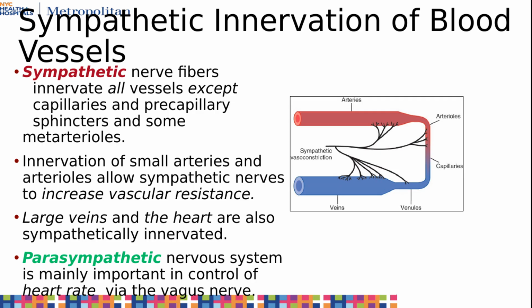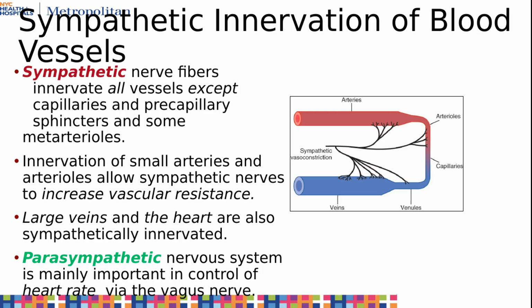Sympathetic fibers innervate essentially all vessels except capillaries and a few specialized segments. That matters because the sympathetic system can rapidly change vascular resistance almost everywhere. Small arteries and arterioles are especially important because that is where resistance is set. Sympathetic fibers also reach large veins and the heart, so they can affect venous return and cardiac performance at the same time.